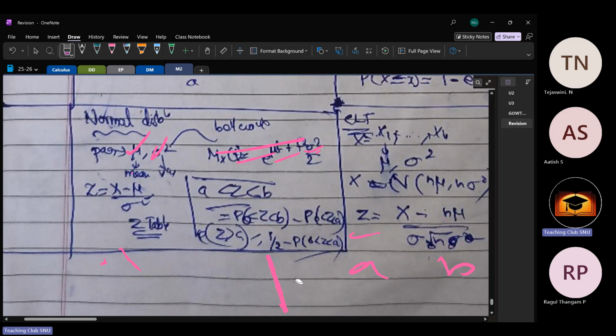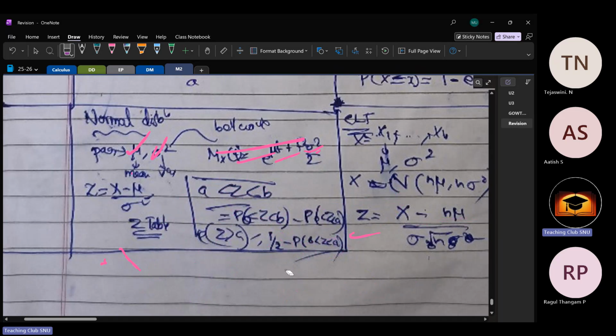Next, probability of z greater than a. So I have an a. Probability of z greater than a. So in that case, what do I do? I very well know a bell curve is a very nice curve. Here it will be 50%, here it will be 50%, meaning 1 by 2, 1 by 2. Okay, this half 50, half 50.